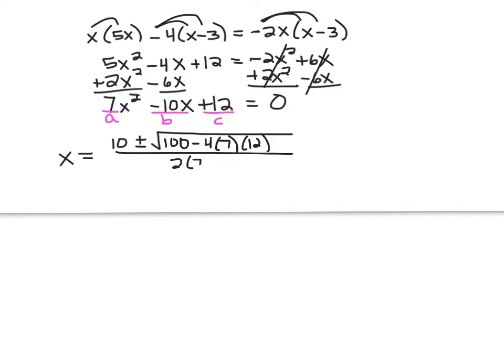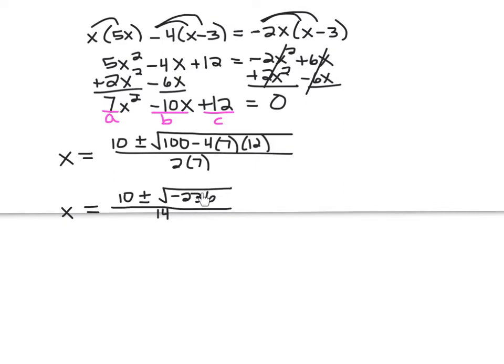So 2 times 7. And again, I want to remind you, you have to have the x equals. If this is an equation, there's an equal sign all the way through. Don't forget the x equals, because then you're taking it out of equation form and making it into an expression. So x equals 10 plus and minus, and then you just have to figure out what 100 minus 4 times 7 times 12 is. That gives you negative 236. And that whole thing, even the 10, make sure you start the fraction bar from the beginning to the end, is going to be over 2 times 7, which is 14.